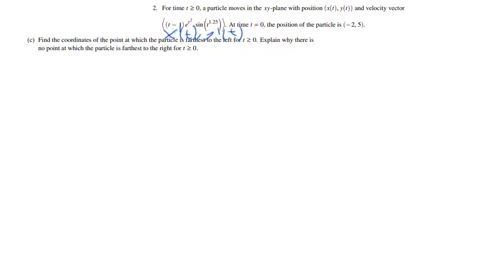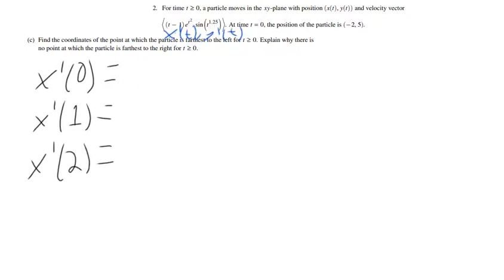Well, how can we do that? If it's a minimum, that means that the slope will change from negative to positive. So let's take a look at some values here. Let's take a look at x prime of 0, x prime of 1, and x prime of 2. Well, x prime of 0, you plug that in right here, you're going to have 0 minus 1, which is negative 1, times e to the 0 is still a negative 1. Put in 1 right here, you get 0. Put in 2 right here, you're going to have 2 minus 1, which is 1, times e to the 2 squared. So you're going to have e to the 4th. So the slope does change from negative to positive at t equals 1.